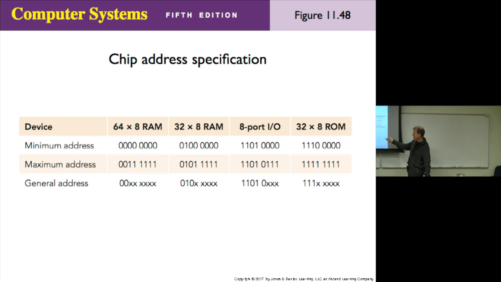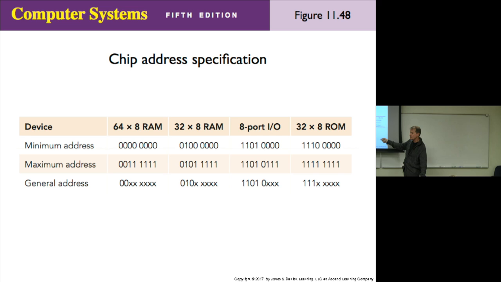But look, when should this device be active? This device should be active when the first two leading signals on the address line, the most significant lines of the address bus, have to be what? If they are 00, then this chip should be selected. Now, does everybody see that from this table? Because we want it to go from 00000000 to 00111111. So that means if the first two address lines are 0, this chip should be selected.